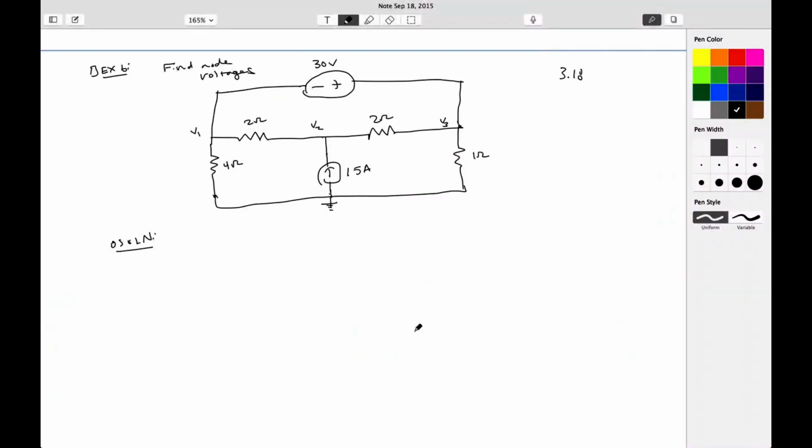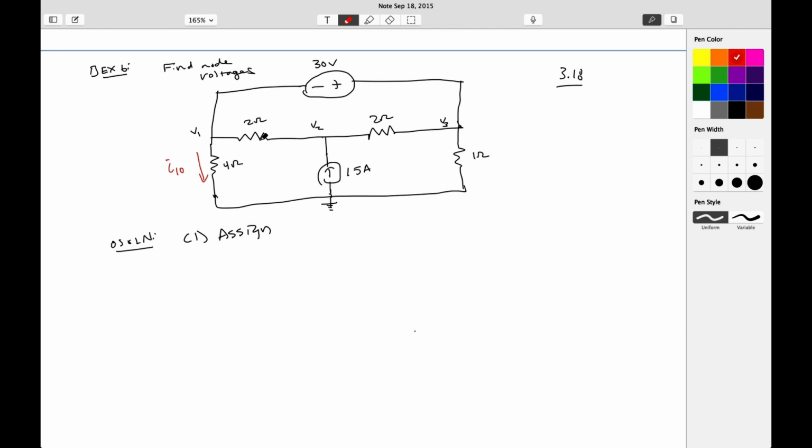Okay, this will be example 6 for this review, and what I'm looking for is the node voltages V1, V2, V3. This is Alexander problem 3.18. Alright, so this is a nodal analysis problem, and let's start with step 1, which is to assign. The node voltages have already been assigned, so all I need to do is assign currents.